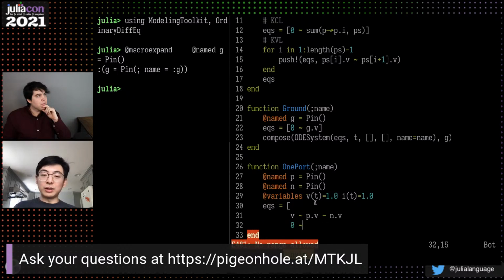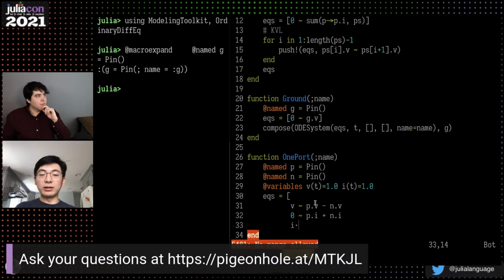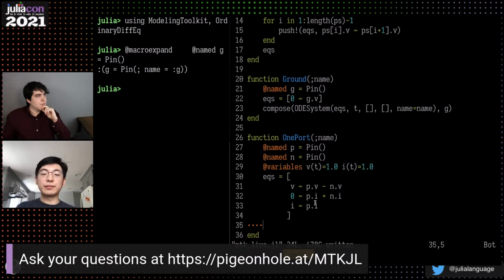The negative pin and positive pin. And then this simple electrical component should not have any current storage. So all the current that comes in, comes out. So that's basically saying the positive current plus the negative current sums to 0. And then the current of this component itself is the positive current, right? Because there's no current storage.